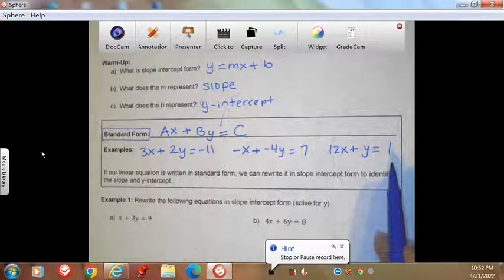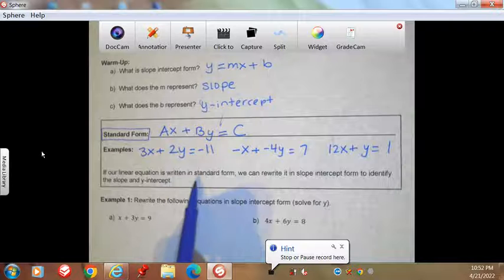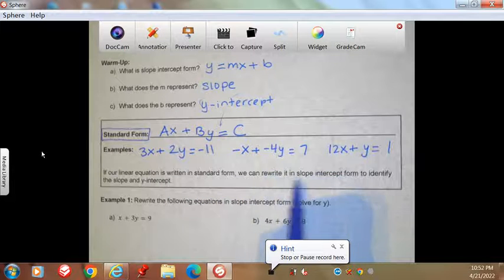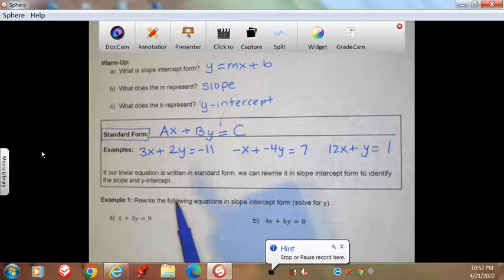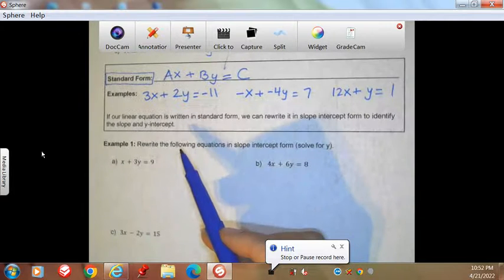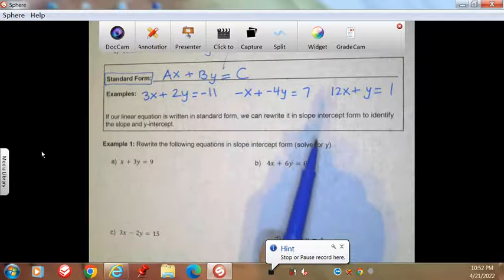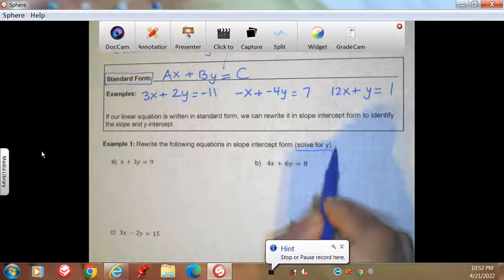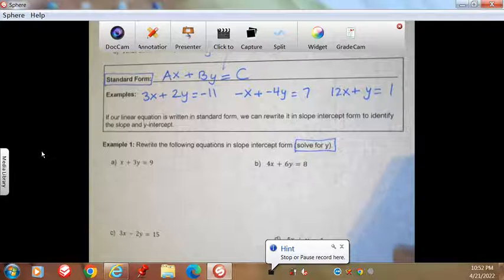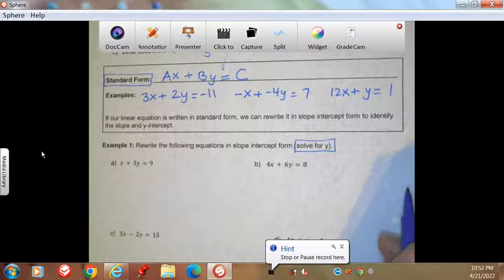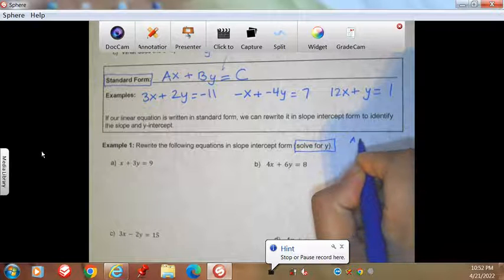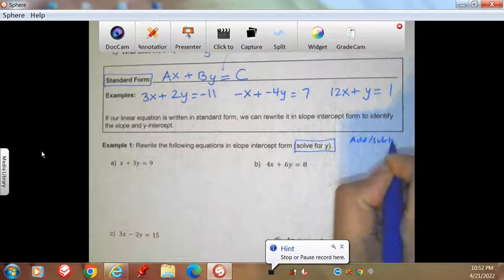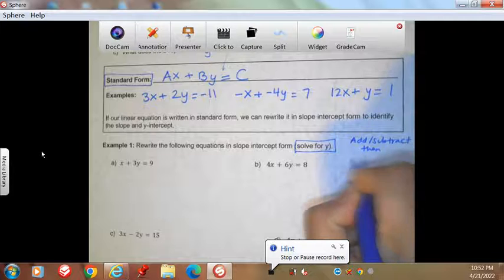So it says here, if our linear equation is written in standard form, we can always rewrite it in slope-intercept form so that we can identify the slope and the y-intercept, because oftentimes it's not possible to see what they are, so that you can then graph it or do whatever else you need to. So let's practice this. On every single question, our goal is to solve for y. Get the y all by itself. But you're always going to ask yourself first, can you add or subtract first? So try to either add or subtract, then multiply or divide if needed.